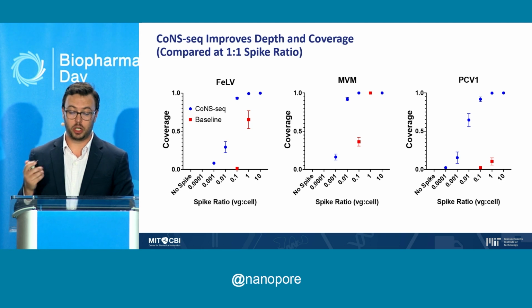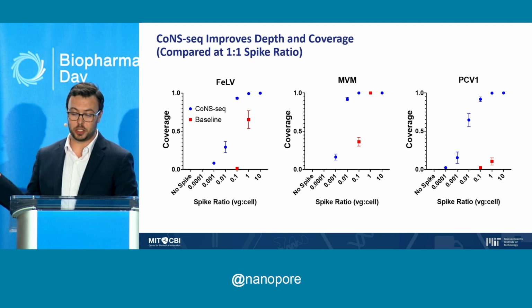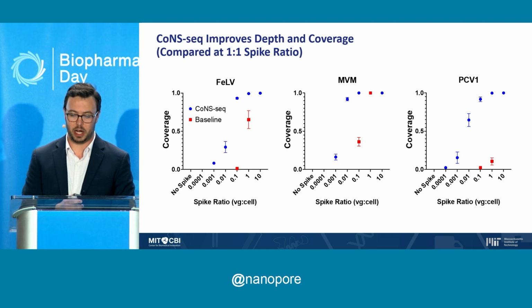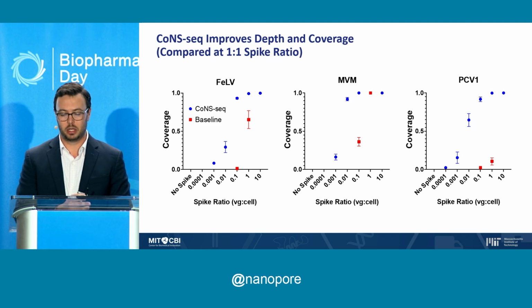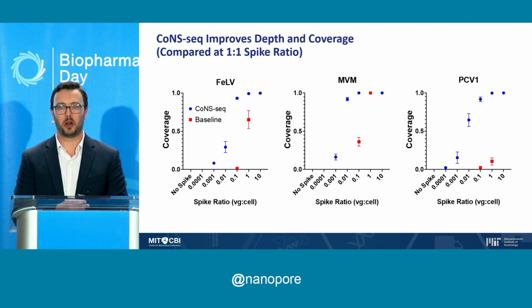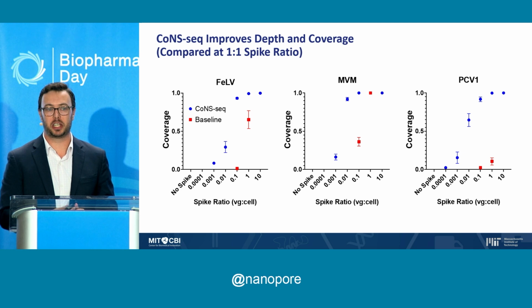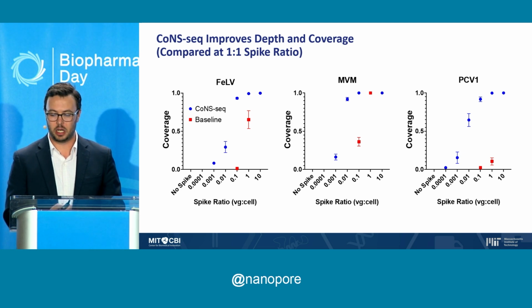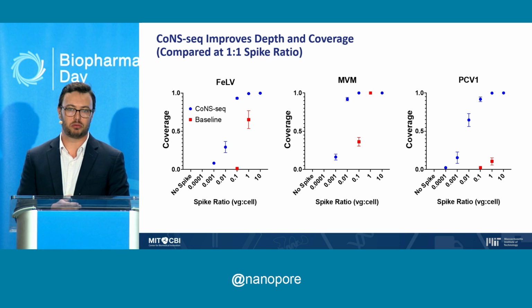And you can see at 0.01, we're still getting pretty good coverage, especially for MVM and even PCV1, which is a notoriously difficult virus to detect. And at our LOD, our coverage is now maybe around 10 or 20%. It depends on your assay what the coverage criteria is that you think is necessary in order to consider this a positive hit or not in your assay. But we're pretty pleased with these results and these changes.